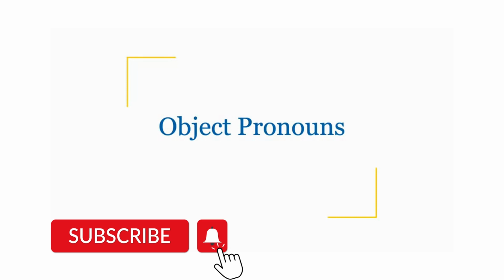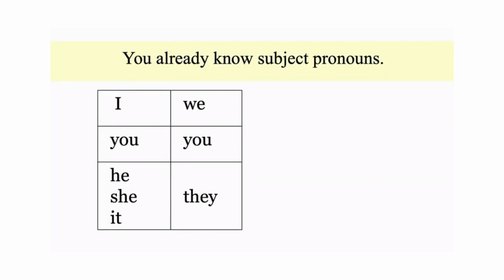Object pronouns. You already know subject pronouns: I, you, he, she, it, we, you, and they. You hear them all of the time. Remember, a subject does the action in a sentence.